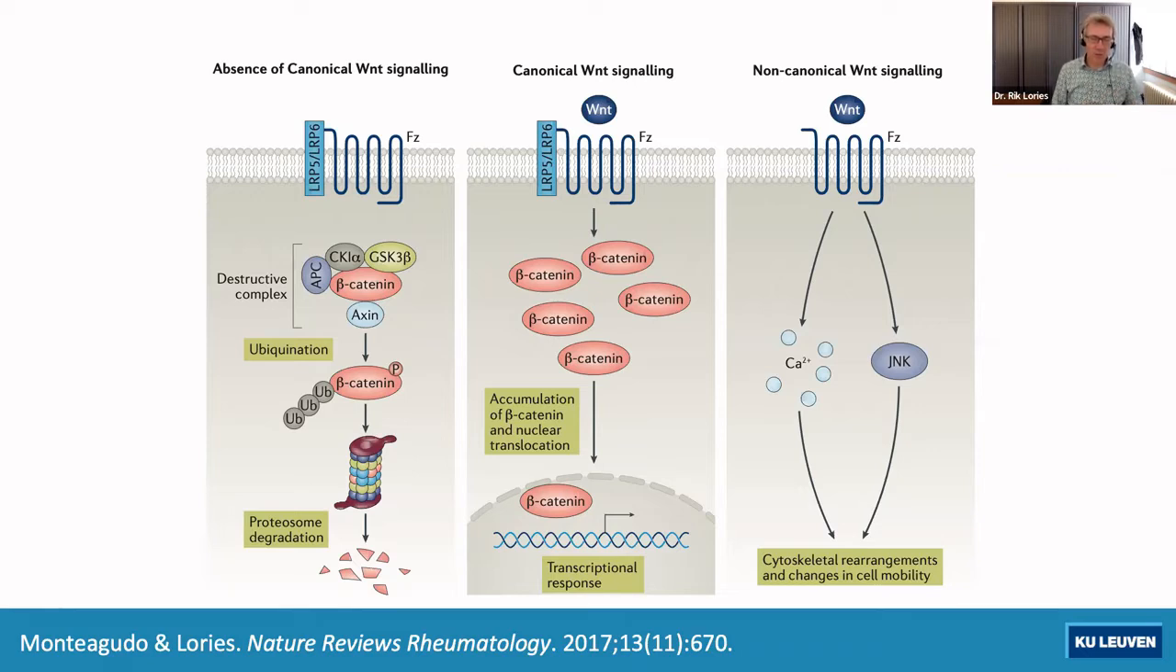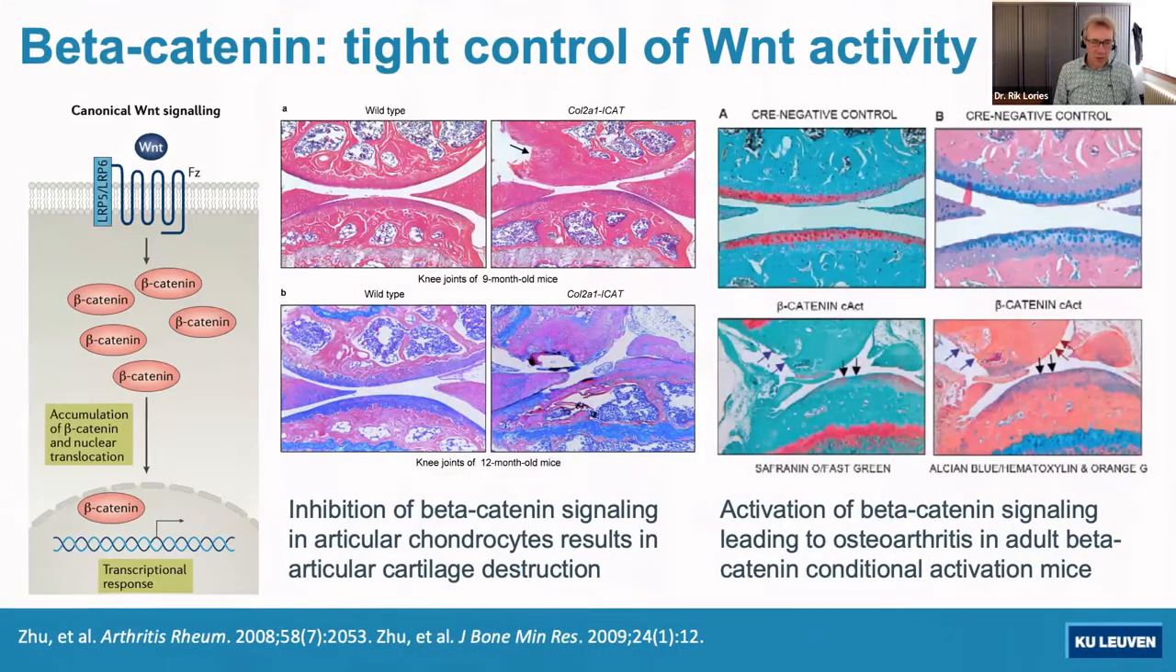So in the absence of Wnt signal, beta-catenin disappears. In the presence of Wnt signal, it is there and it will go to the nucleus. And shortly after the paper on FRZB that we published, the team of Regis O'Keefe, who was back in those days in Rochester, New York, but is now in St. Louis, demonstrated that both the absence as well as a functional increase in beta-catenin led to an osteoarthritic phenotype.